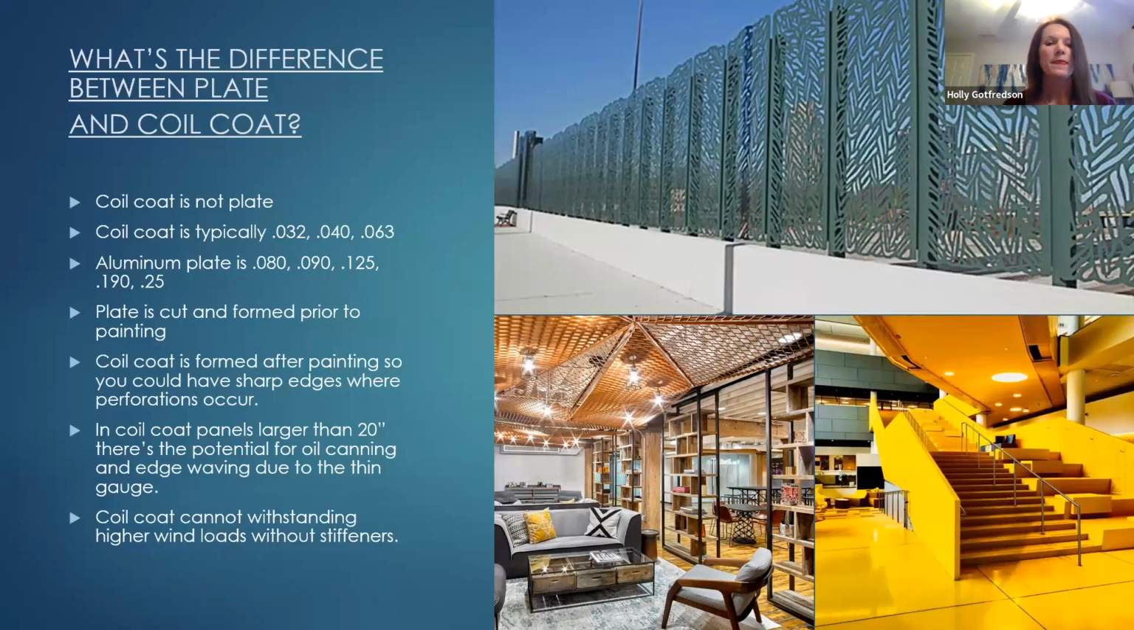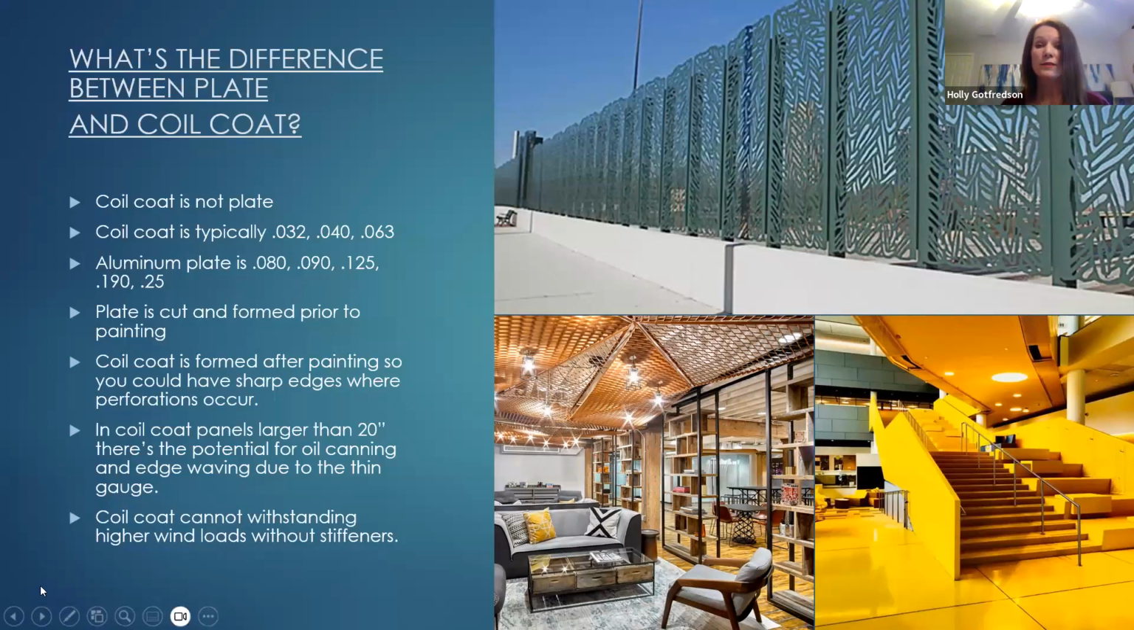Coil coat typically, again, as I mentioned earlier, you're going to have to order at least 5,000 to 8,000 square feet to get one particular color. With post-fabrication finishing of any product, in this case today, we're talking about perforated products, there's no minimum. So if you want to do 8 or 9 colors on a building, you can do that, and there's not going to be a huge cost overage for that.